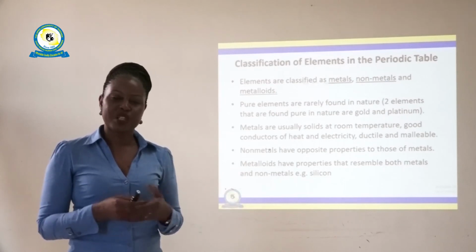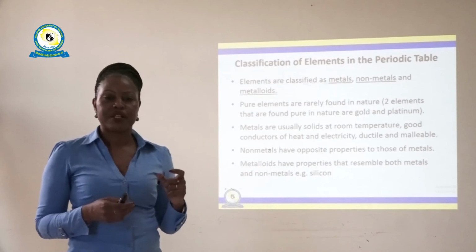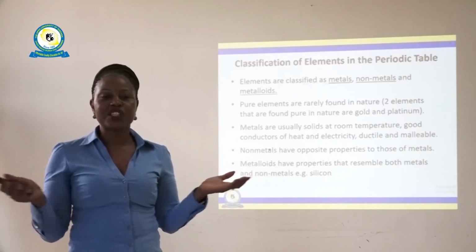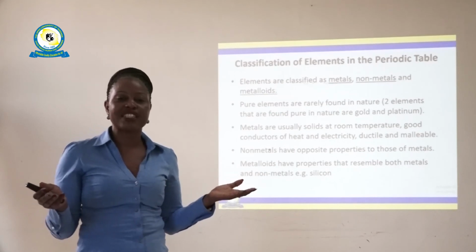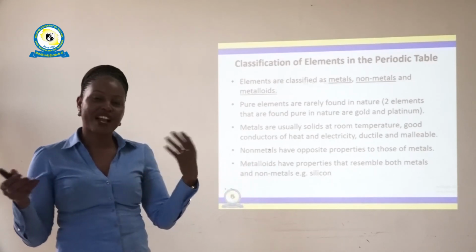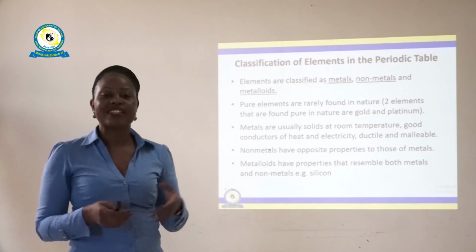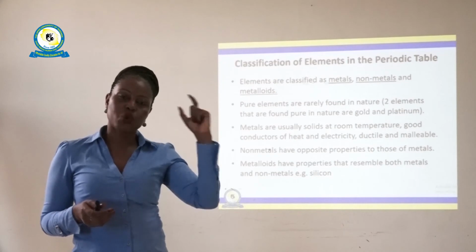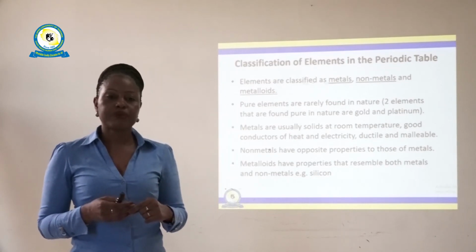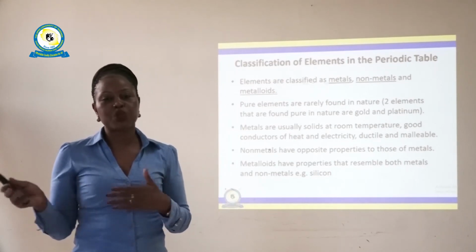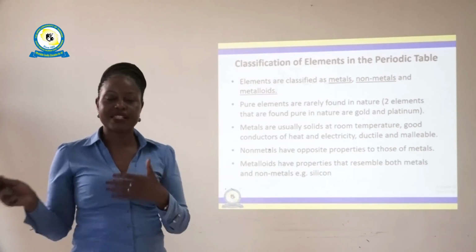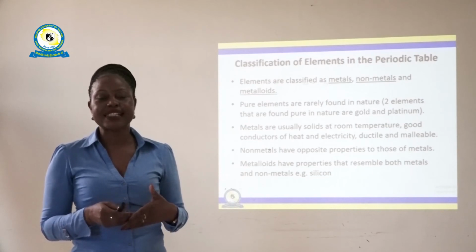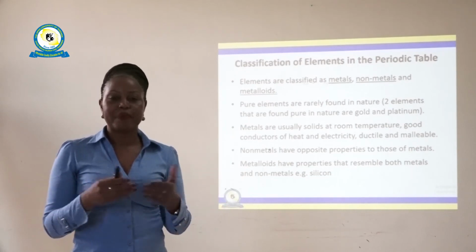Elements are usually not found 100% pure in nature. To say that the only two elements found pure in nature are gold and platinum; maybe they have discovered more, but there were only two found pure in nature, which are gold and platinum. And metals are usually solid at room temperature. That is the property of metal. They are good conductors of heat and electricity, and they are ductile and malleable.